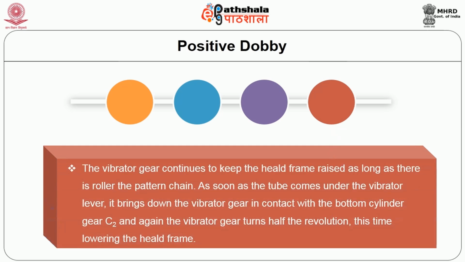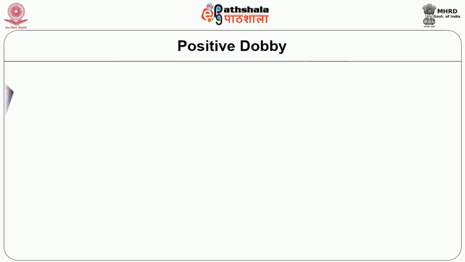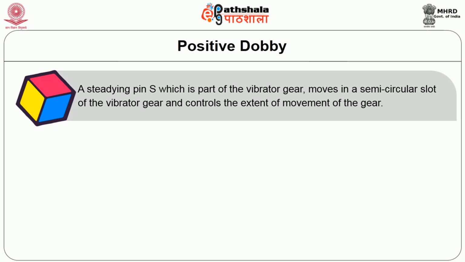The vibrator gear continues to keep the heeled frame raised as long as there is a roller under the pattern chain. As soon as a sinker comes under the vibrator lever, it brings down the vibrator gear in contact with the bottom cylinder gear C2, and again the vibrator gear turns half a revolution, this time lowering the heeled frame. A steadying pin S, which is part of the vibrator gear, moves in a semicircular slot of the vibrator gear and controls the extent of movement of the gear.